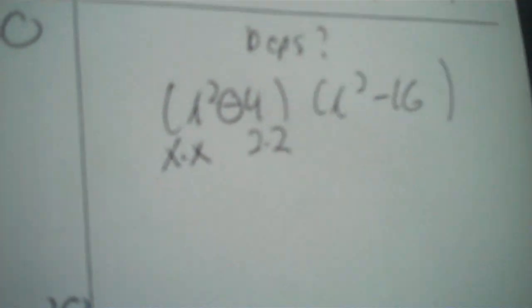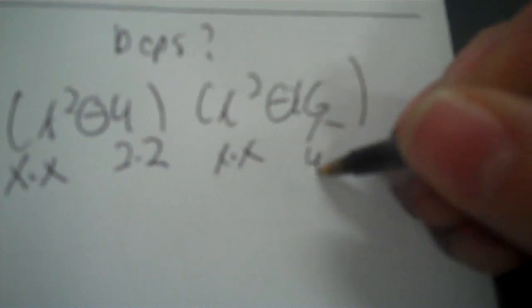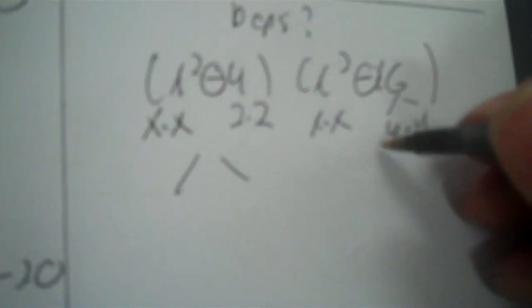No pluses, so I check it. Well, x to the second is a perfect square, that's x times x. 4 is a perfect square, that's 2 times 2. x times x, and 4 times 4. So both of them go down.